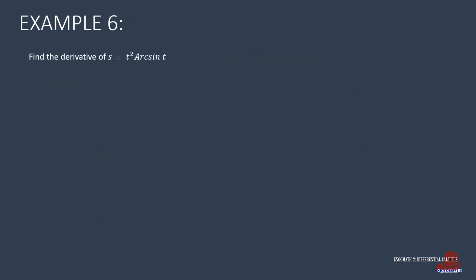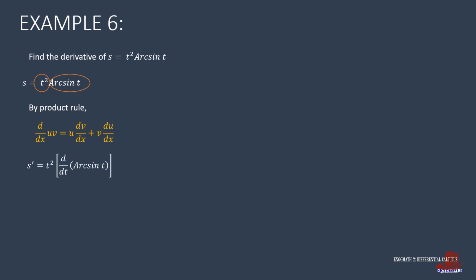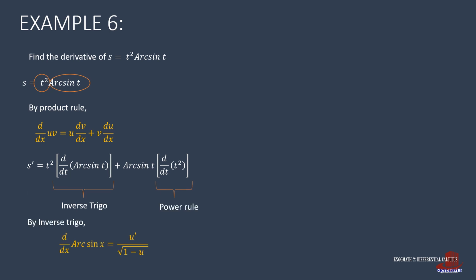Example 6 has the equation s is equal to t squared times arcsine of t. This function involves two terms again. Those are t squared and arcsine of t. By product rule, that is u dv plus v du, we get s prime as t squared times the derivative of arcsine of t plus arcsine of t times the derivative of t squared. The first derivative requires inverse trigo, and the latter term is power rule.